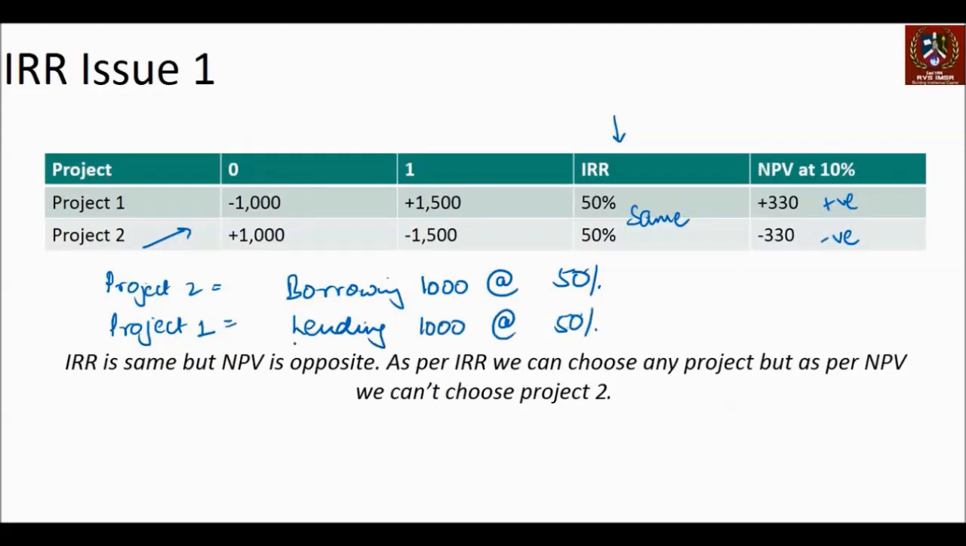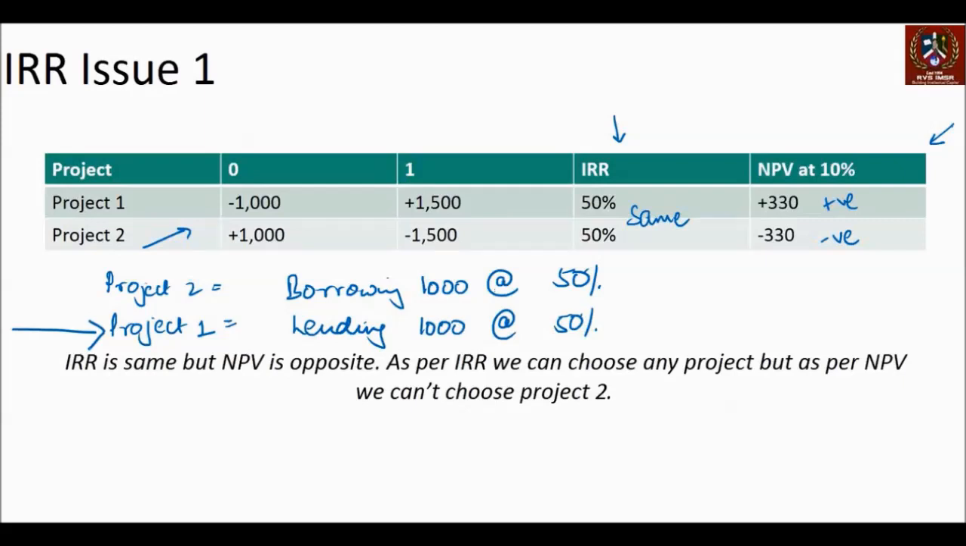So logically, in this case, you would want to lend at 50% because your cost of capital is 10%. As long as you're getting more than what your cost of capital is, you will keep raising money at 10% and keep lending it out at 50%. You'll always do that, right? So logically, we should accept project 1. IRR, however, if you just calculate IRR, they look like similar projects.